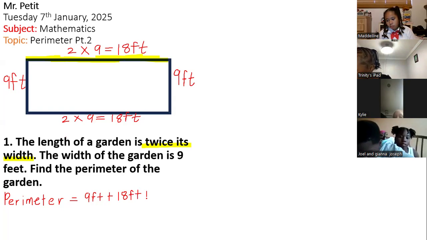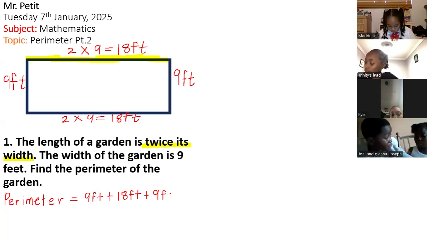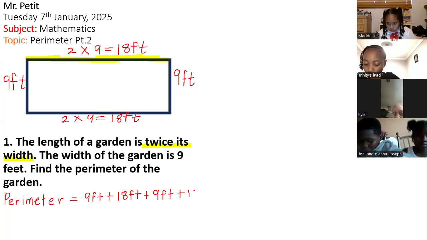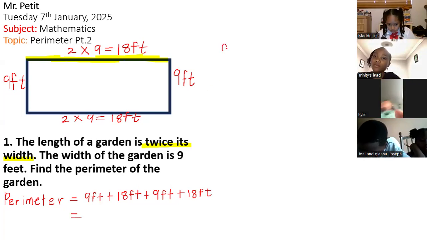So show the working on paper, please. 9 feet, 18 feet, 9 feet. And what else? 18. I got 54. 54 as well, good. I said 2 times 18 and 2 times 9, and then I added them both up. So it's going to be equal to... Y'all say 54. Let's add them actually. So it's gonna be 9 plus 18.